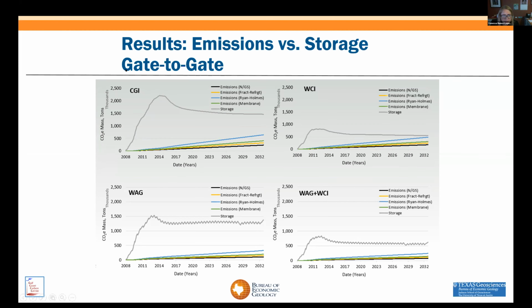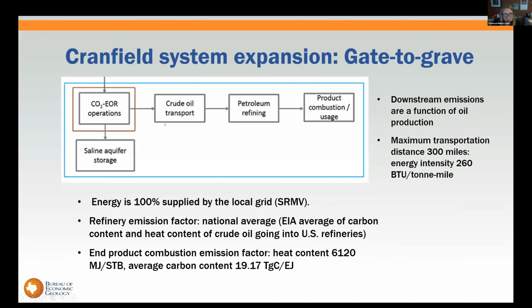You can see that at the gate-to-gate boundary, the CO2 stored greatly surpasses the CO2 emissions. So the operation for this boundary is net carbon negative, or the oil produced is net carbon negative. Now let's expand the system.